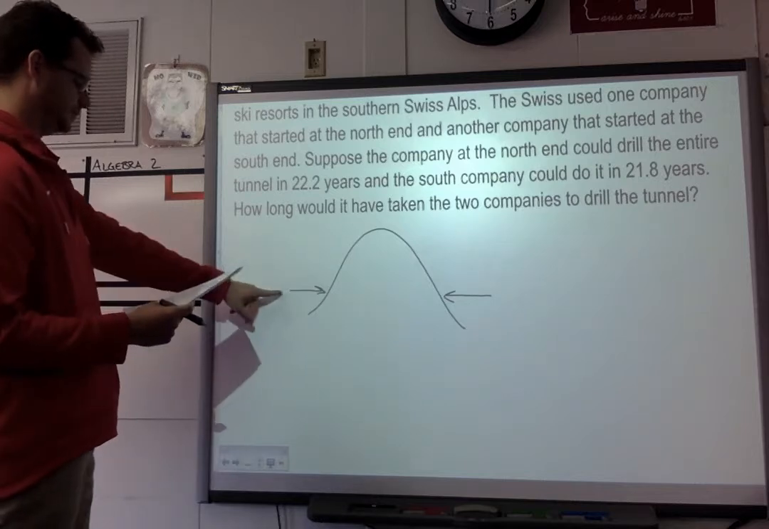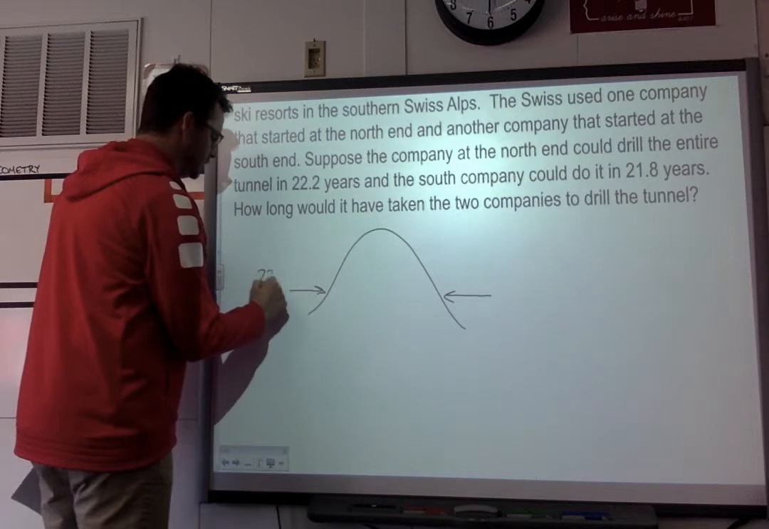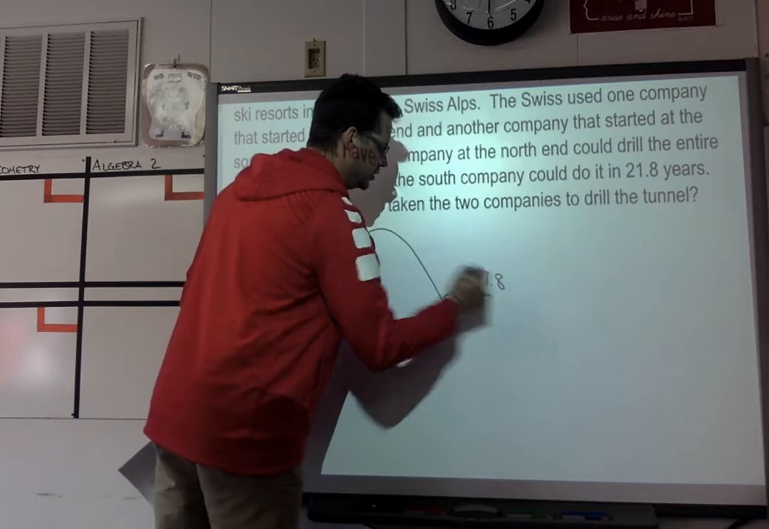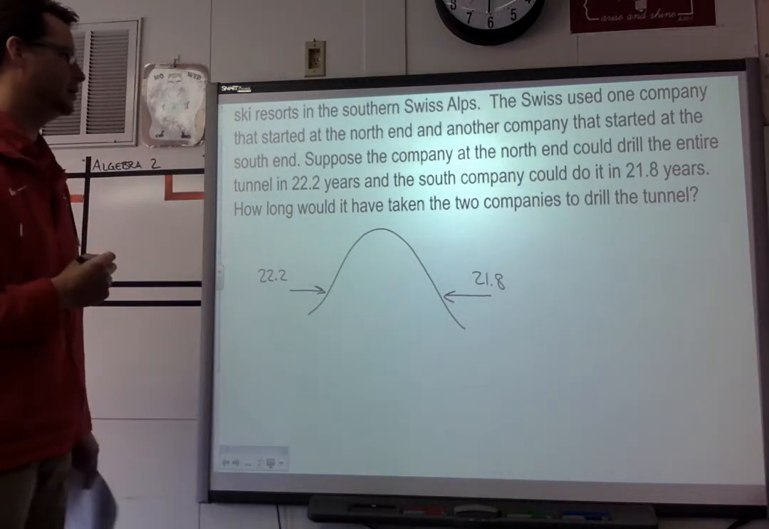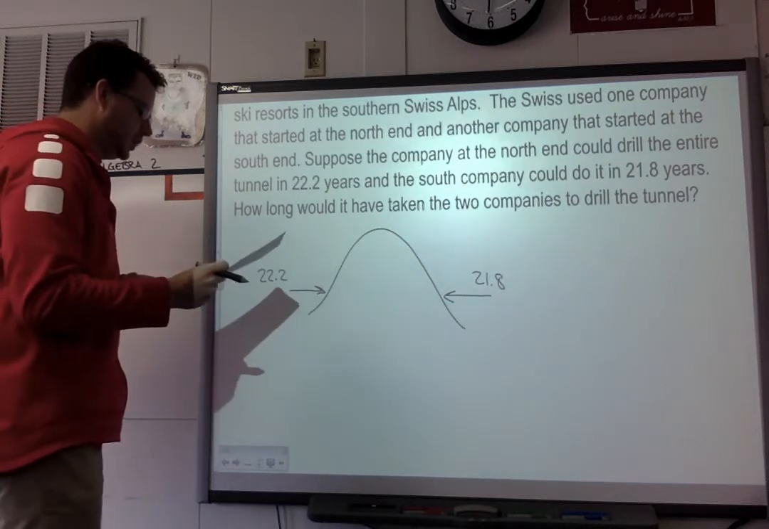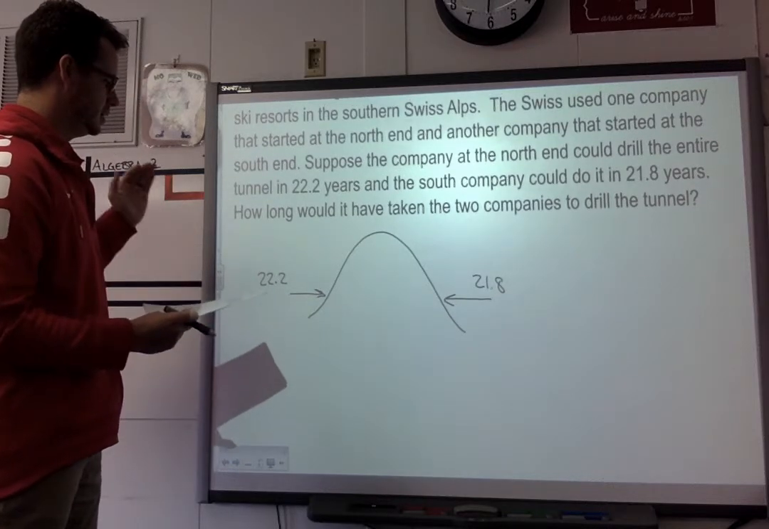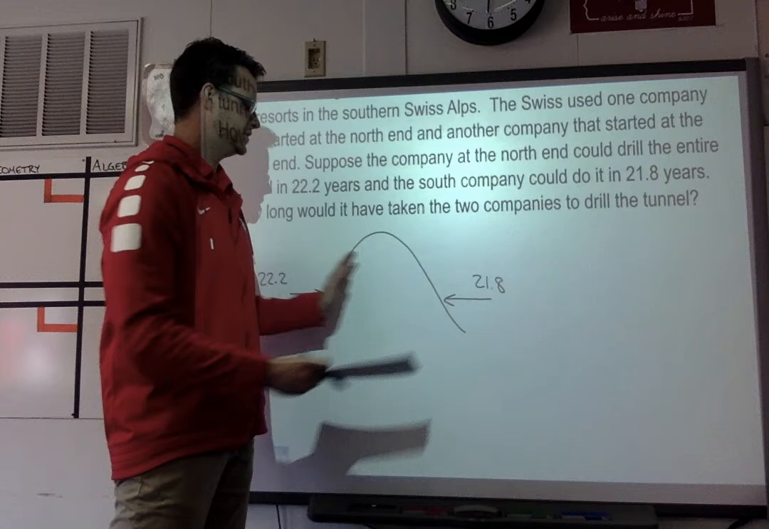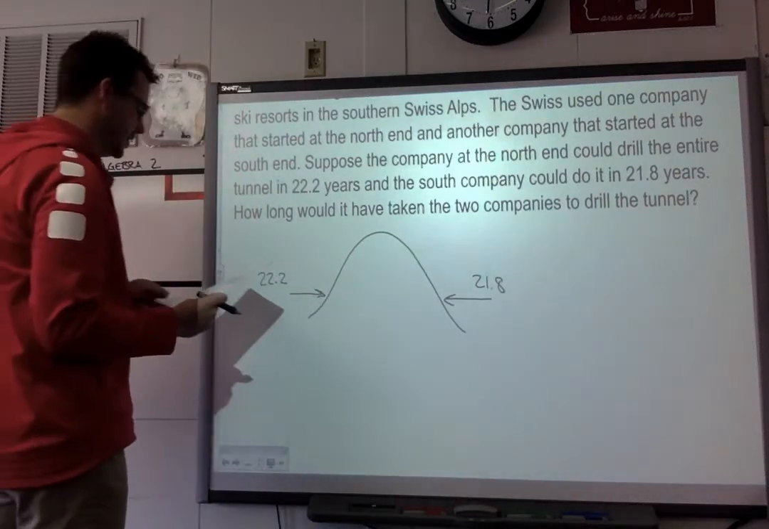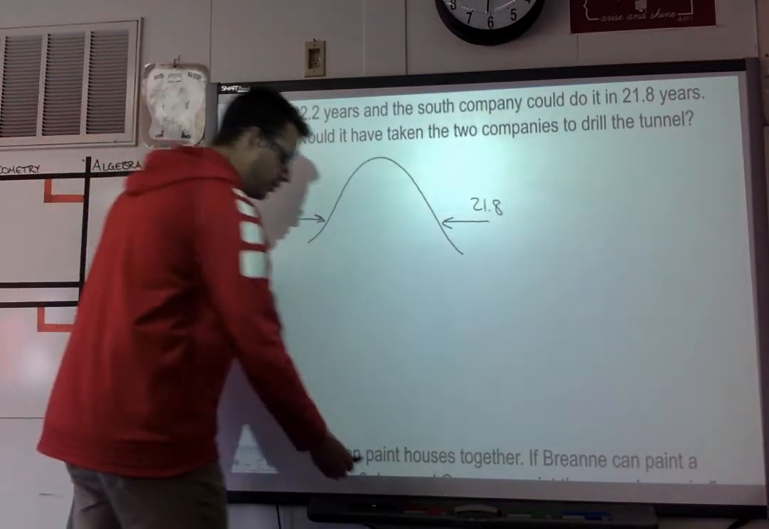One company can drill the entire tunnel in 22.2 years. The other company can do it in 21.8 years. How long would it have taken the two companies to drill the tunnel? So what we need to figure out is how long it will take for these two drills to meet in the middle. In order to do that, I need to set up an equation that is going to have rational expressions.